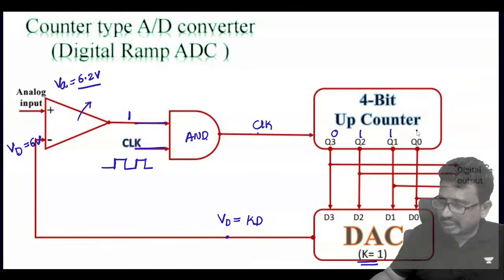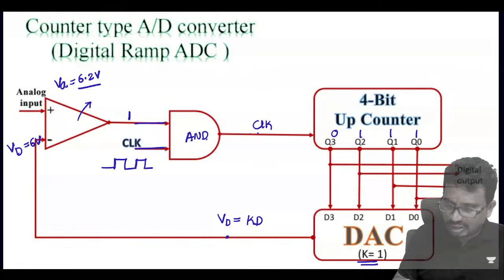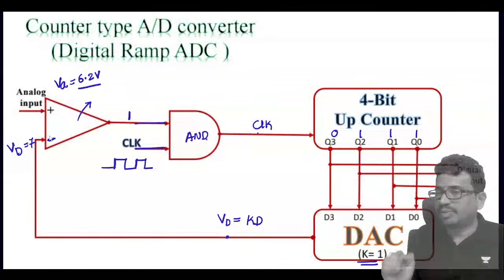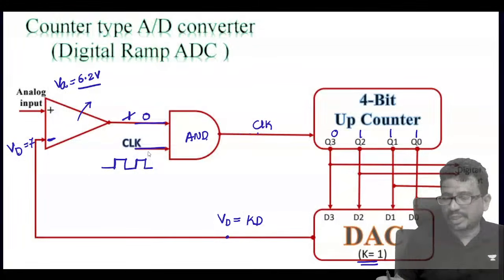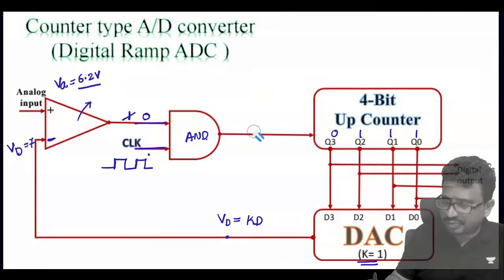So then this value will come to be a 1. Now what is this value, tell me now. Digital value which is a 7. Now the negative terminal voltage is more compared to the positive terminal, so then the output will become 0. If this is 0 and clock is applied, that means the output is a 0 now.